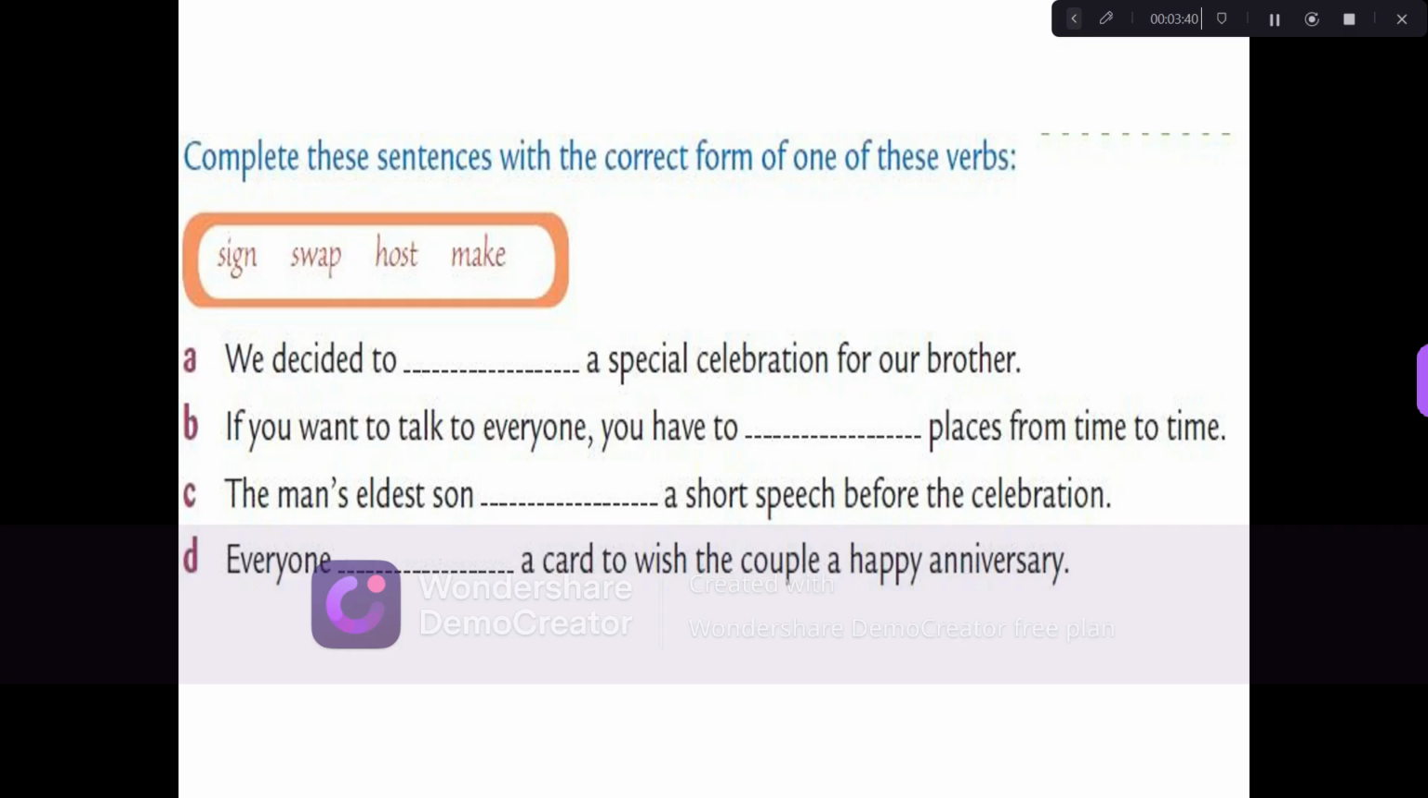The man's eldest son made a short speech before the celebration. The man's eldest son hosted, made a short speech before the celebration. And the last one, everyone signed the card to wish the couple a happy anniversary.